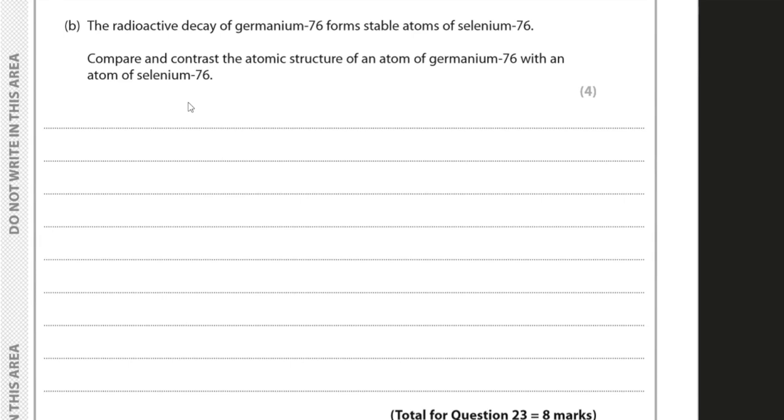Okay. Moving on, the radioactive decay of germanium 76 forms stable atoms of selenium 76. Compare and contrast the atomic structure of an atom of germanium 76 with an atom of selenium 76, basically.